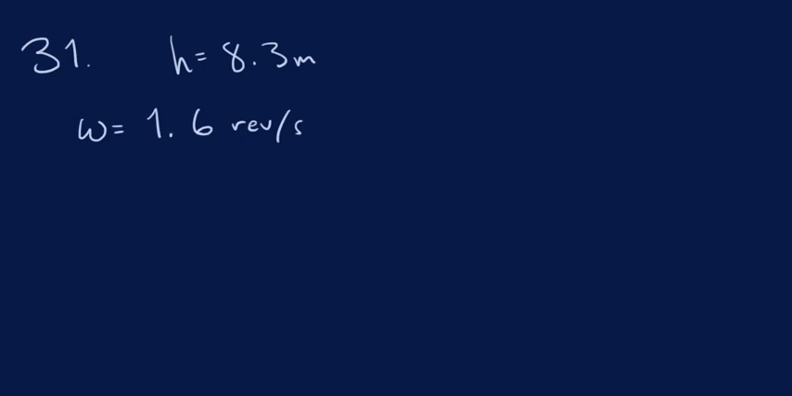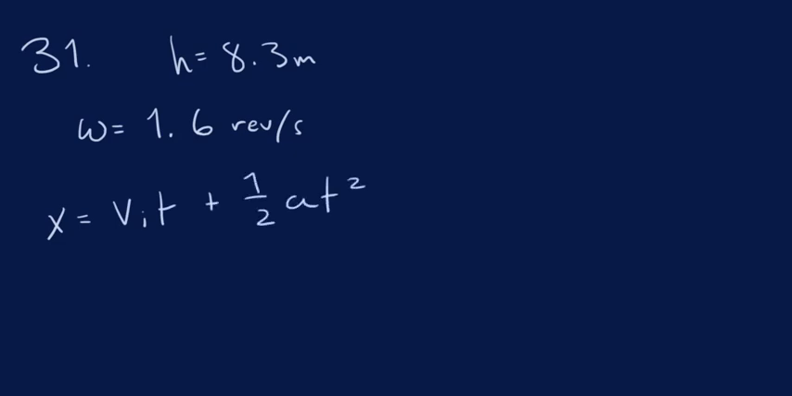So this is really easy. So first, we just use this formula, x equals vi t plus 1/2 at squared.